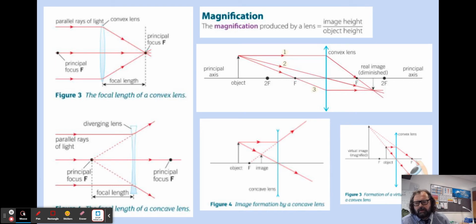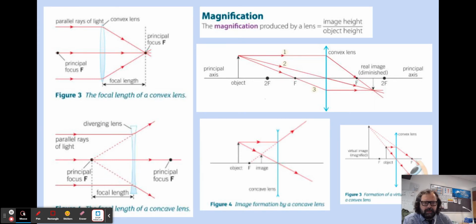In the second diagram, we're looking at a diverging lens that causes parallel rays of light to spread out. There is no chance of the light meeting to the right of the lens, and so these dotted lines are showing where these would come to a point, and again we refer to the principal focus of the lens.